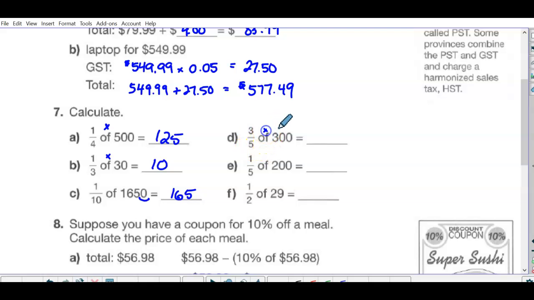Here, so we're multiplying. So you can, again, figure out what 3/5 of 100 is and then triple it, or 5 goes into 300 60 times. 3 times 60 is 180. 5 goes into 200 40 times, and a half of 29 is 29 over 2, which is 14.5 as a decimal.